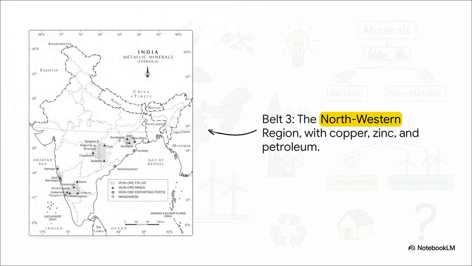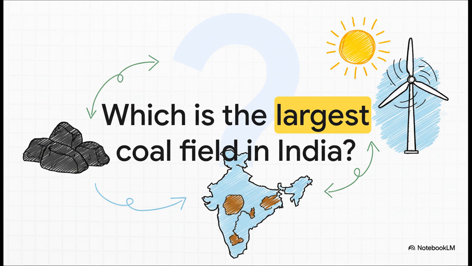And for our last stop on this mineral tour, we head to the northwestern region. This belt is mostly along the Aravalli Hills in Rajasthan and also covers parts of Gujarat. So what's special here? Well, this area is famous for its non-ferrous metals like copper and zinc. And when you think of Gujarat in this context, you have to remember two things: petroleum deposits and, of course, lots of salt.